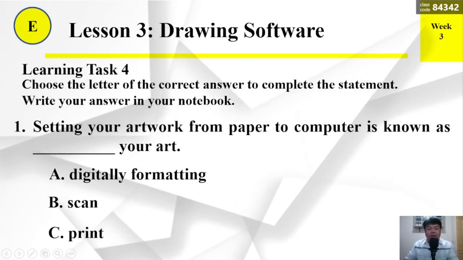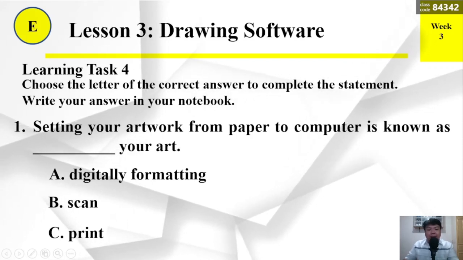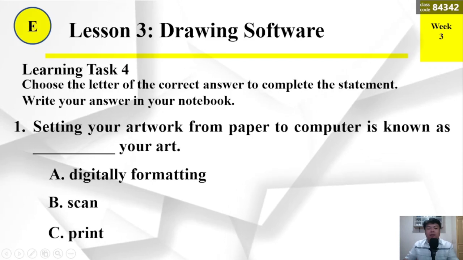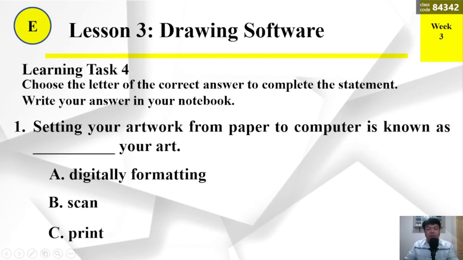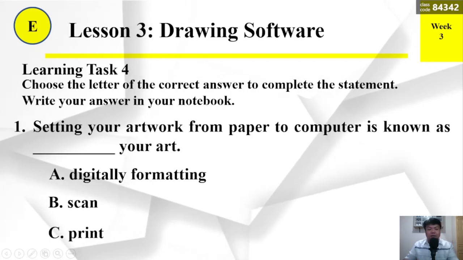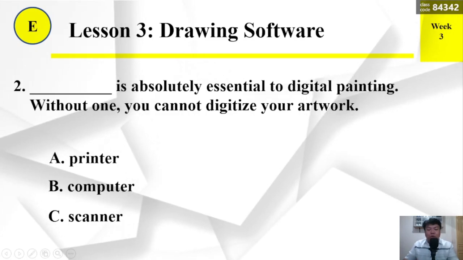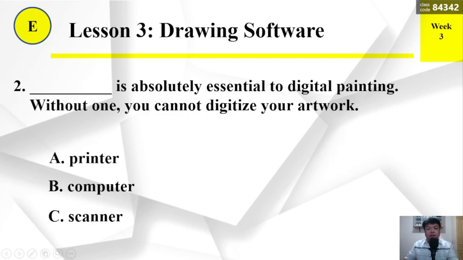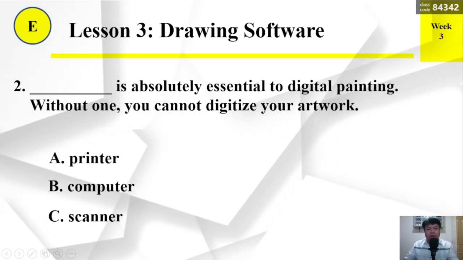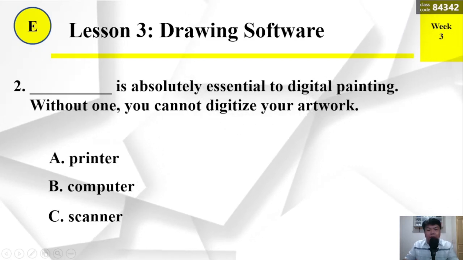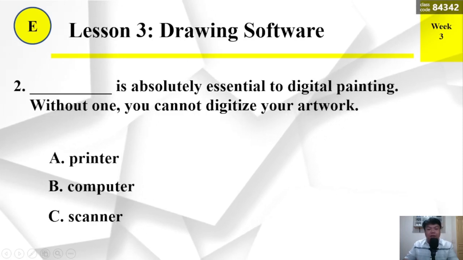Number 1. Setting your artwork from paper to computer is known as blank your art. A. Digitally formatting. B. Scan. C. Print. Number 2. Blank is absolutely essential to digital painting. Without one, you cannot digitize your artwork. A. Printer. B. Computer. C. Scanner.